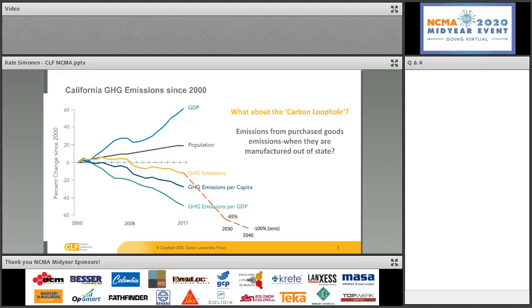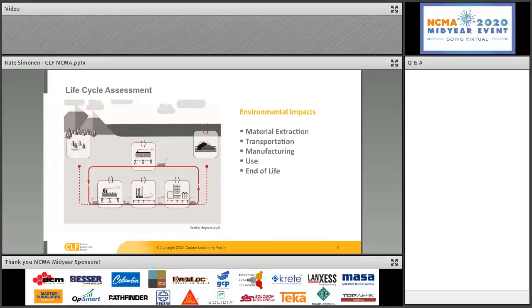However, when you look at materials, often material impacts take place outside of state, and so one of the interesting things that has come out is the concept of a carbon loophole. When you're looking at decarbonizing, you want to make sure that you don't outsource your manufacturing to somewhere else that you're not tracking. California tracks the emissions that take place in California, but if you purchase goods outside of California, you're not addressing it. So this is another aspect of interest in understanding the environmental impact of purchased goods that might be made out of state or out of country.